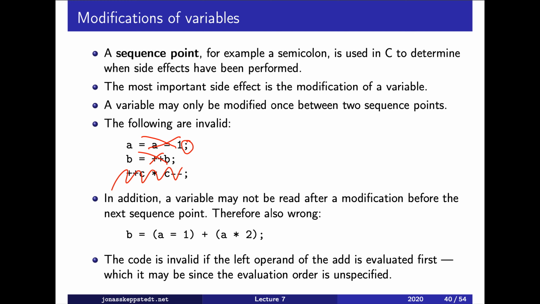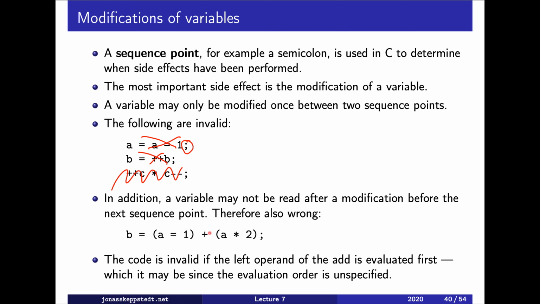Okay, and a variable must not be read after a modification before the next sequence point. So say the code, and this code is wrong, but it may be valid. I mean, we shouldn't write code like this, but it may actually be valid when we run the program, but it's really bad style and dangerous.